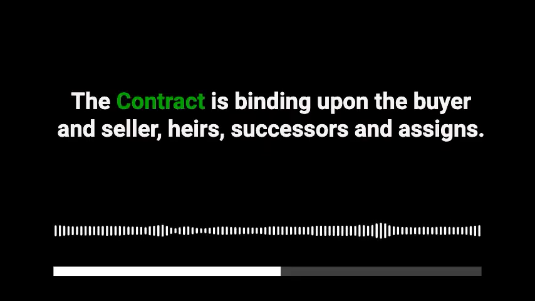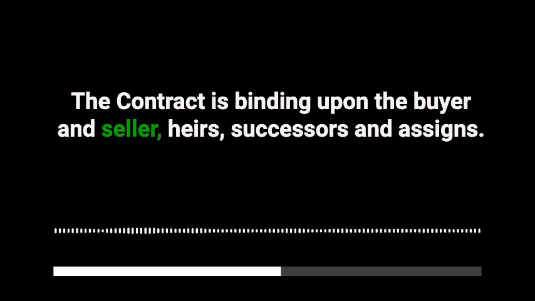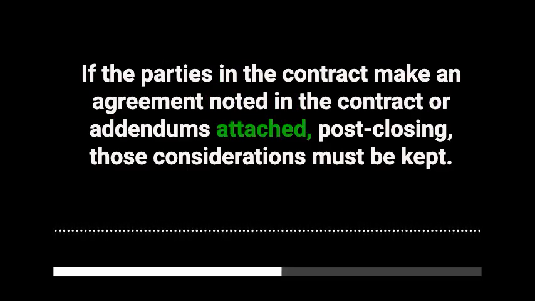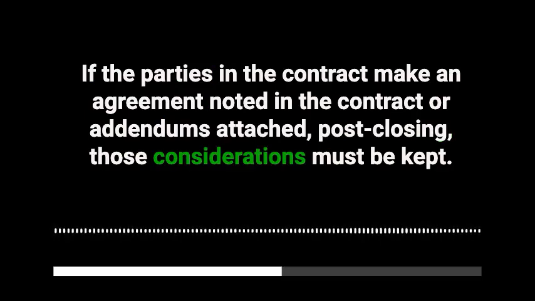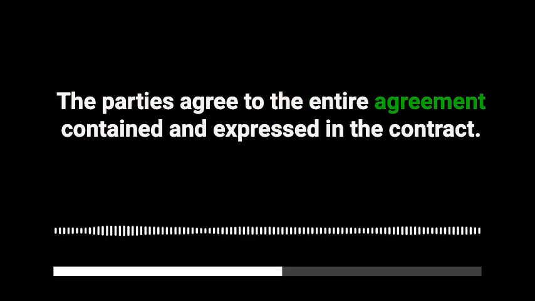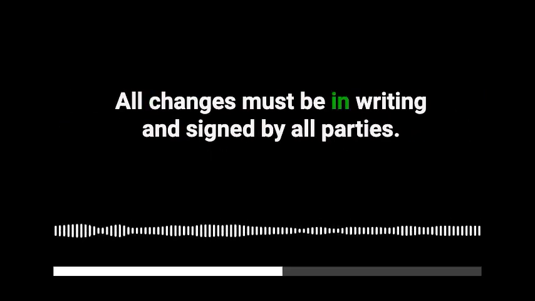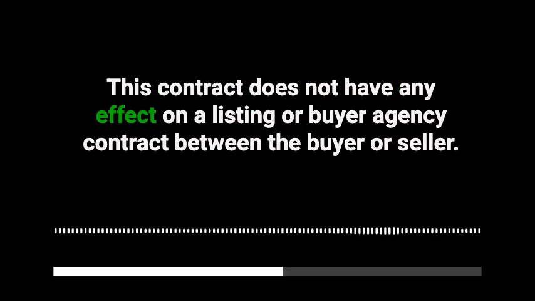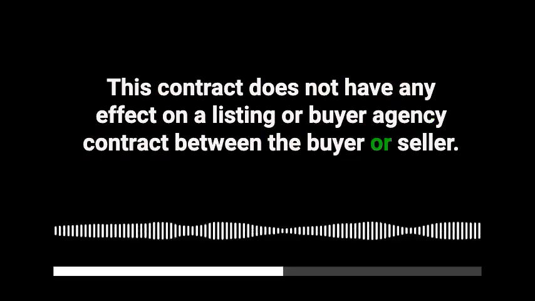Parties. The contract is binding upon the buyer and seller, heirs, successors, and assigns. Survival. If the parties in the contract make an agreement noted in the contract or addendums attached, post-closing, those considerations must be kept. Entire agreement. The parties agree to the entire agreement contained and expressed in the contract. All changes must be in writing and signed by all parties. This contract does not have any effect on a listing or buyer agency contract between the buyer or seller.